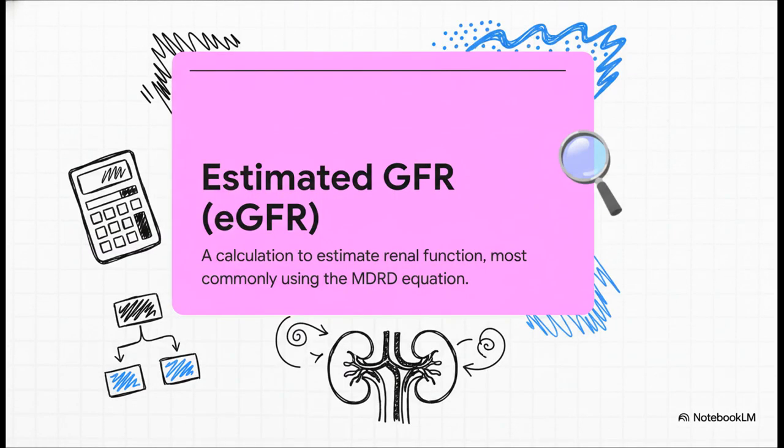So to get around this variability, we use the estimated GFR. Now, this is a calculation. It's not a direct measurement, but it gives us a much more accurate index of renal function. Historically, the MDRD equation has been used everywhere. It's worth noting, though, that most current guidelines actually recommend the CKD-EPI equation now because it offers better accuracy, especially at GFR values over 60.